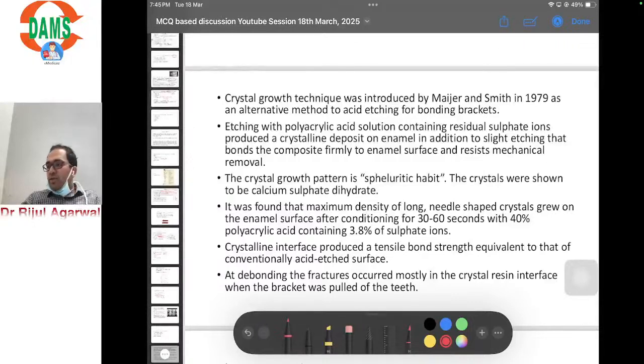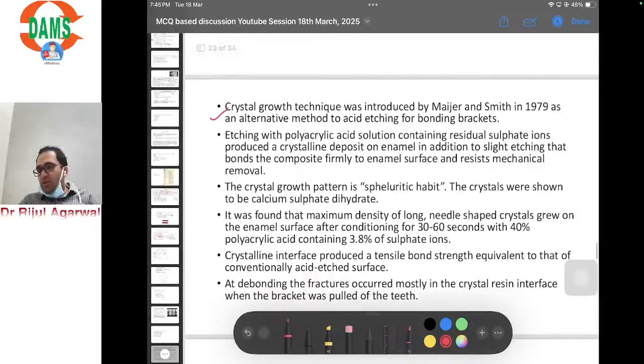Okay, so while debonding, it was observed that microfractures used to occur at the level of the enamel. So what we required was a kind of bonding of high tensile strength, so that the bracket does not debond during the orthodontic therapy, and at the same time, when the therapy is completed, the bracket comes off easily without causing any microfracture or leaving any residual enamel deposits on the enamel surface. Okay, so that's why this crystal growth technique came up.